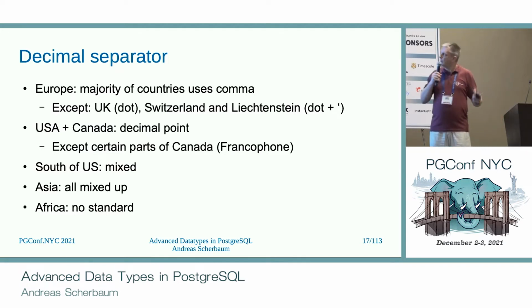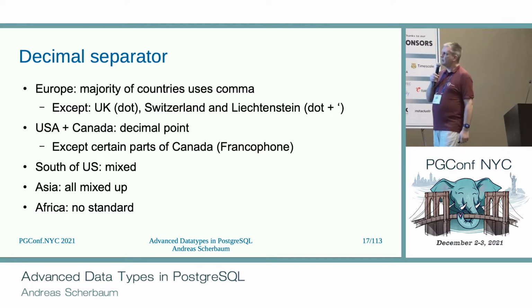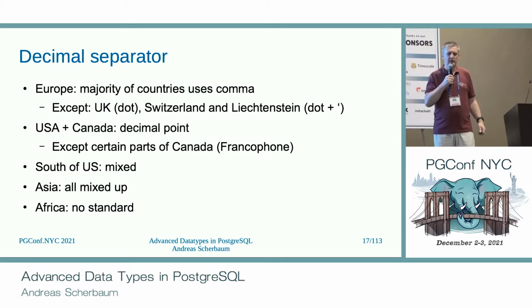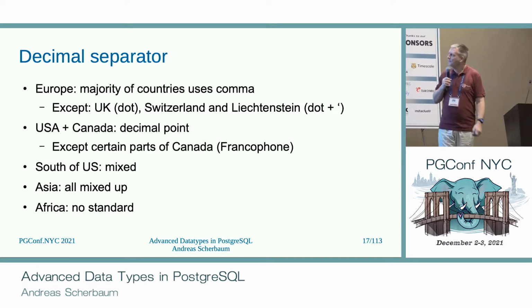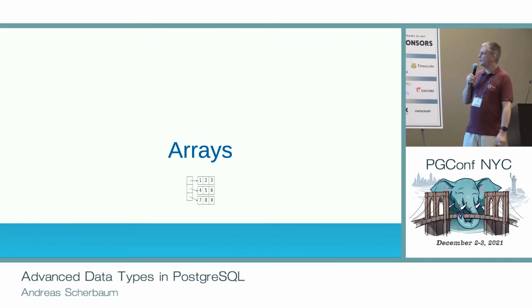So most of Europe actually uses a comma, except a couple of countries that still have a queen, so they use a dot. Most of Canada and the US use a dot, except some parts of Canada will use a comma. Any other part of the world is basically not standardized. Have fun. Okay, now that we have this out of the way, let's move on to arrays.